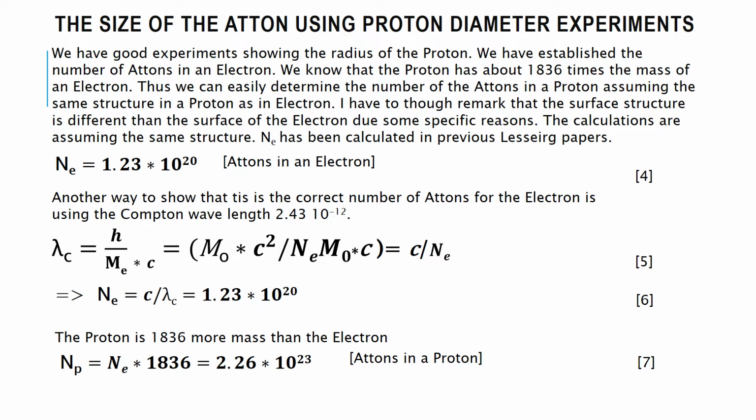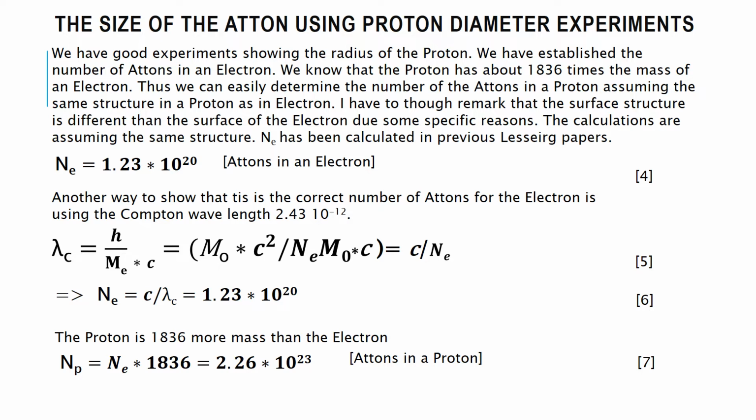So we also know that the proton has 1,836 times the mass of the electron. Thus, we can easily determine the number of attons in a proton, assuming the same structure in a proton as in an electron. I have to remark that the surface structure of the proton is a little bit different than the surface structure of the electron, due to some specific reasons, but I'm probably going to have to do a whole different video on this. The calculations are assuming that the proton and the electron have the same volume structure. This is an important statement, so keep that in mind.